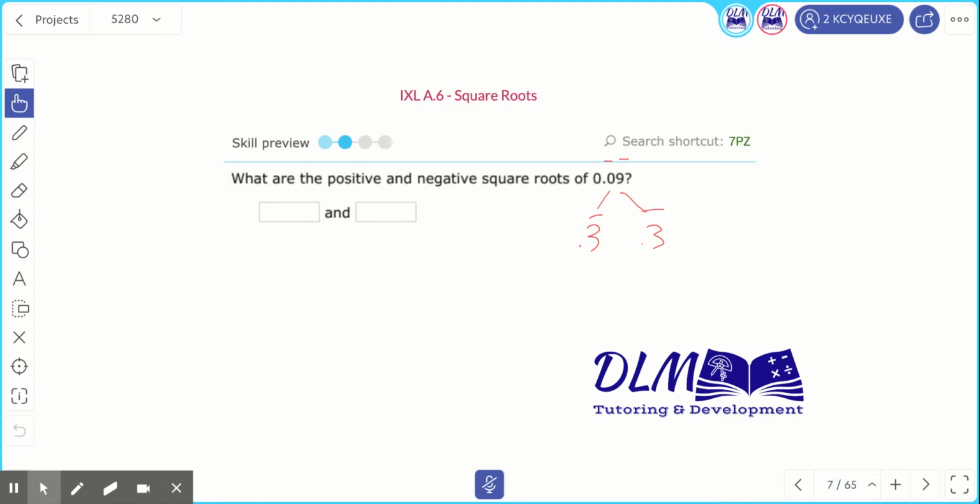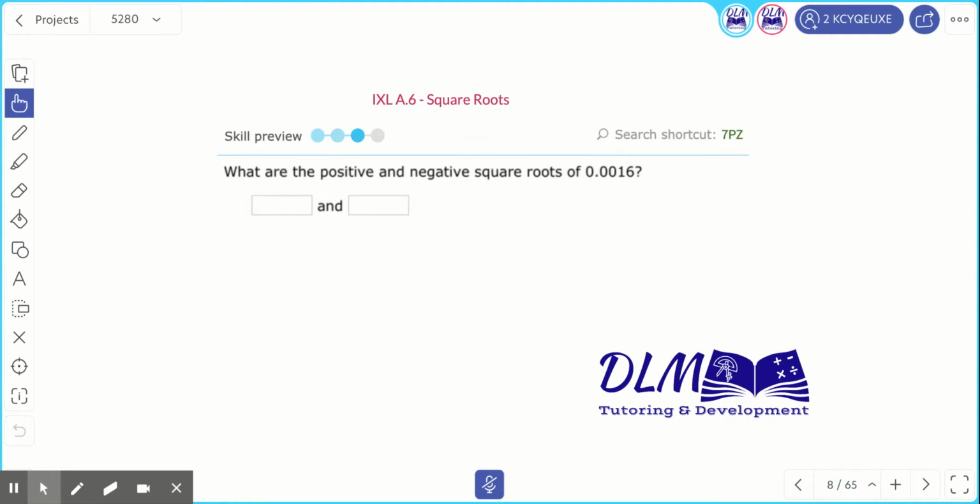3/10 times 3/10 will give me 9/100ths. So I know that this is going to be the same whether it is positive 3/10 or whether it is negative 3/10. Let's go ahead and try another one.